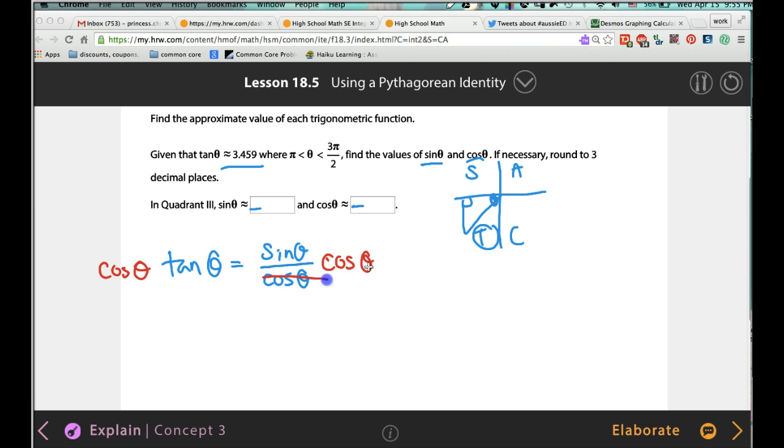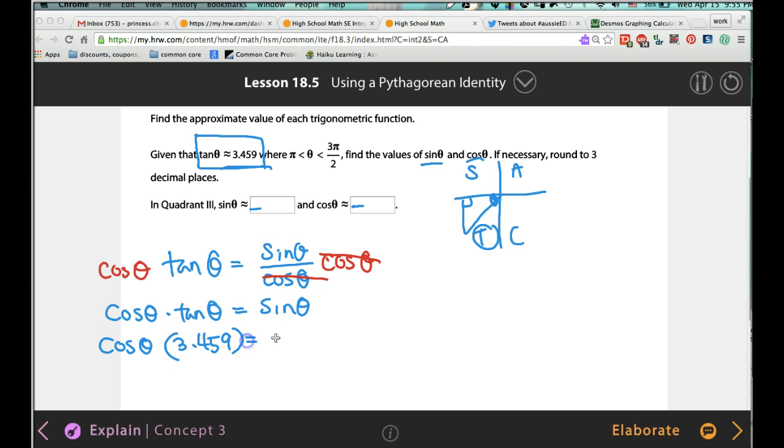And what that makes it do is they cancel out the cosine. So then you're just going to be left with cosine theta times tangent theta equals sine theta. And what's really cool is you already know what tangent is. So instead of tangent, you're going to plug in that number. So cosine theta times 3.459. And that's going to equal sine theta. Well, that didn't really help you much because you still don't know what sine and cosine is, right?